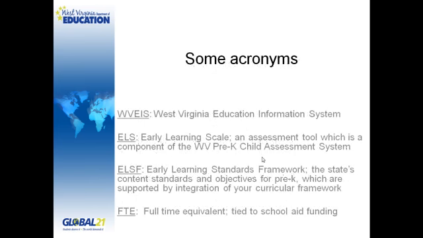To begin, though, we're going to go through some acronyms that some of you may be very familiar with, others may not. WVEIS is the West Virginia Education Information System. ELS is the Early Learning Scale and Assessment Tool, which is a component of the West Virginia Pre-K Child Assessment System. ELSF, of course, is the Early Learning Standards Framework. That's the state's pre-K content standards and objectives. And then an FTE is a full-time equivalent that is, of course, tied to school aid funding.